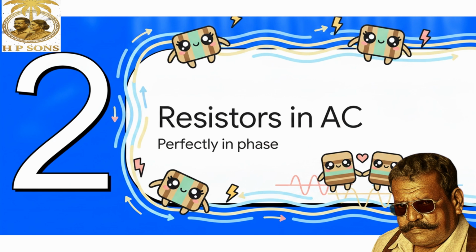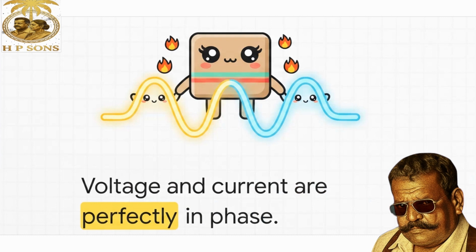Let's see how our very first fundamental component reacts to this alternating flow. The humble resistor has a very, let's say, straightforward personality. When you hook an AC voltage source up to a pure resistor, the voltage and the current are perfectly in sync. They hit their 0, their minimum, and their maximum values at the exact same time. We call this being in phase.